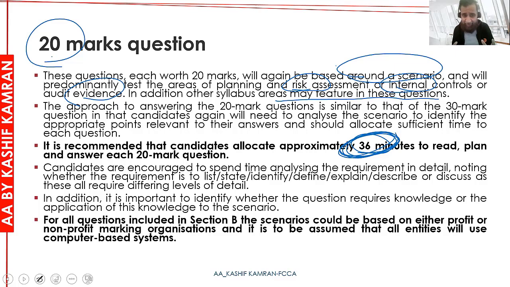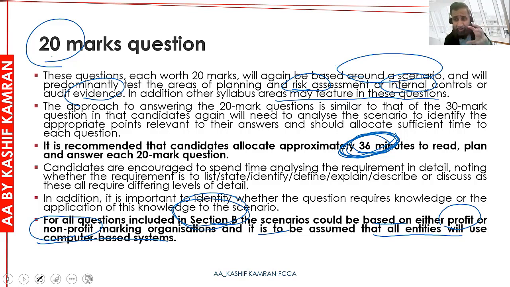For all questions in section B, the scenario may be based on a profit-seeking organization or a non-profit organization, and it is assumed that all entities will be computer-based systems. Either the examiner will give you a profit-seeking organization or a charity, non-profit organization. You should know the attributes of a charity. I'll be guiding you about that. There might be a profit-seeking organization like a listed company, or a charity in the case study, and it will make a difference when you're answering the question.